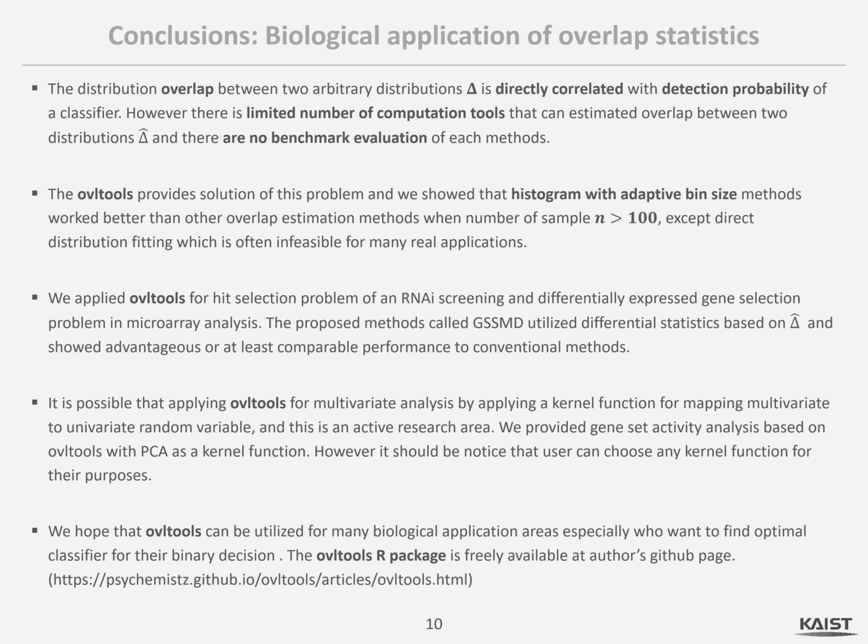In this talk, I discussed 3 things. First, we show that the distribution overlap between 2 PDFs can be used for selection of the optimal decision boundary of a binary classifier. Second, we show that a new R package, OVL tools, can provide handy functions to estimate distribution overlap with various methods. Third, we show that we can apply OVL tools to various application areas, including but not limited to hit selection in bioassay, differential gene expression, and differential gene set activity analysis.